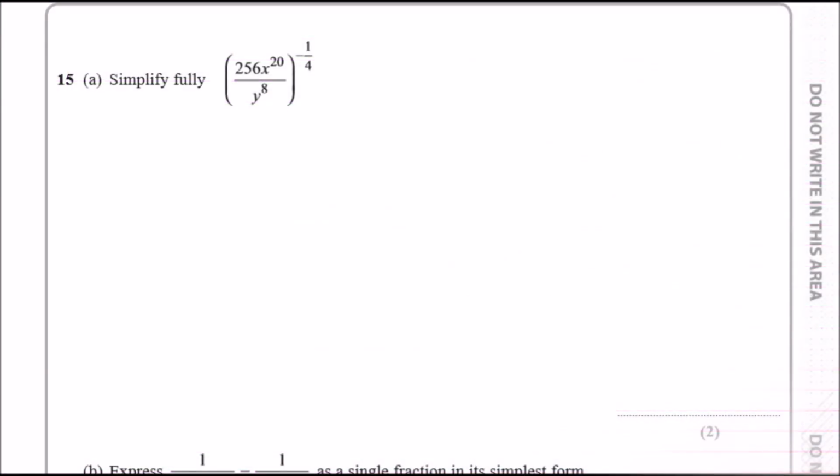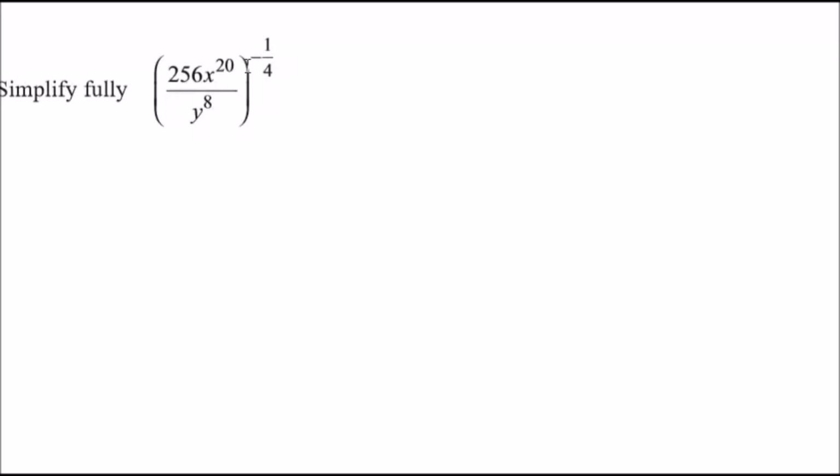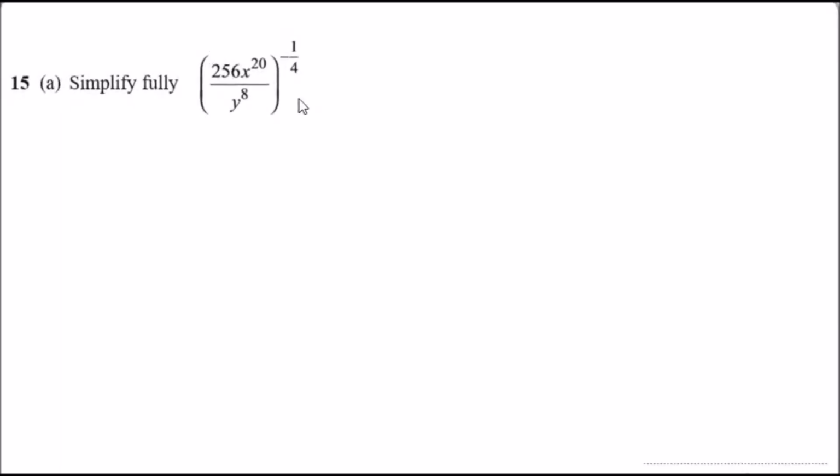Okay guys, welcome back. So let's have a look at number 15. It tells us that we need to simplify fully this expression here. Now if you look carefully, I'm just going to zoom in here. We have a negative power. Now before you look at anything else, when you have a negative power, what it means in terms of powers is that you do not put negative signs. A negative power literally means take the reciprocal, so flip it upside down.